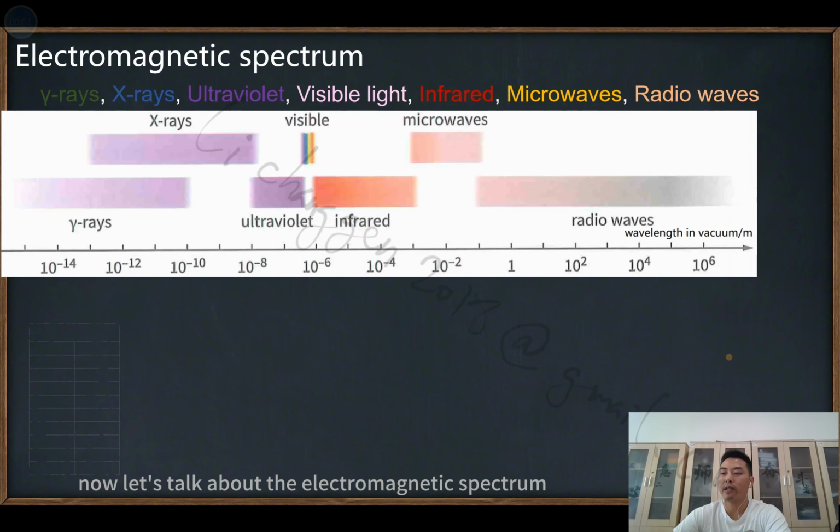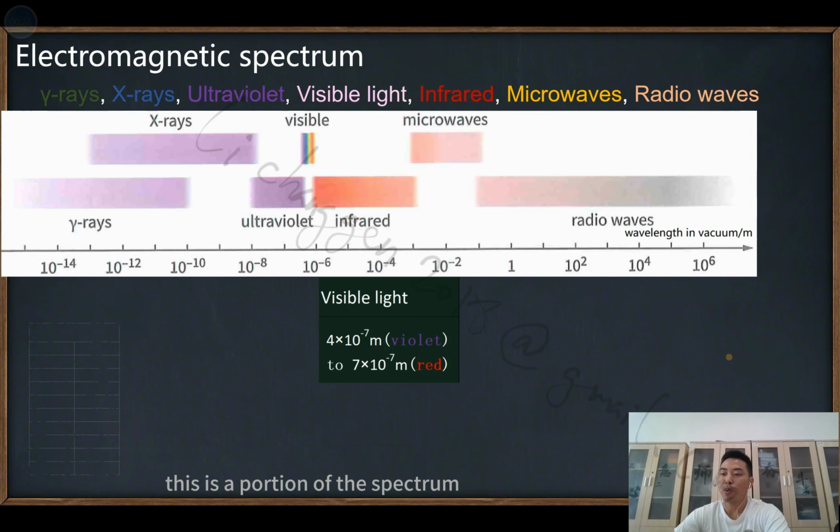Now, let's talk about the electromagnetic spectrum, a family of electromagnetic waves that includes gamma rays, X-rays, ultraviolet rays, visible light, infrared, microwaves, and radio waves. These waves all differ in their wavelengths. Let's begin with the part we know best, visible light. This is the portion of the spectrum we can see with our human eyes.